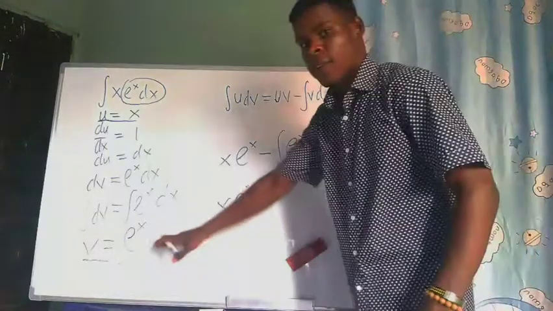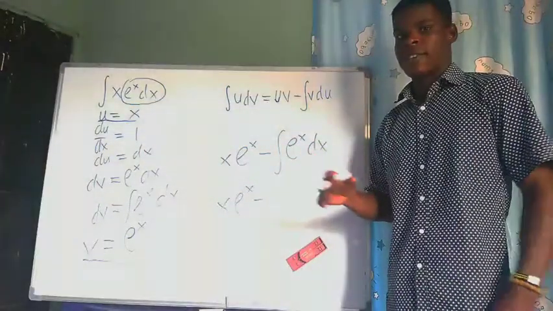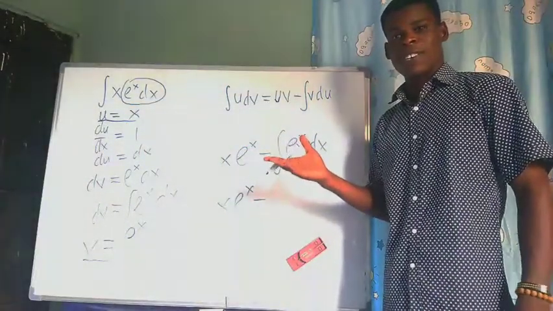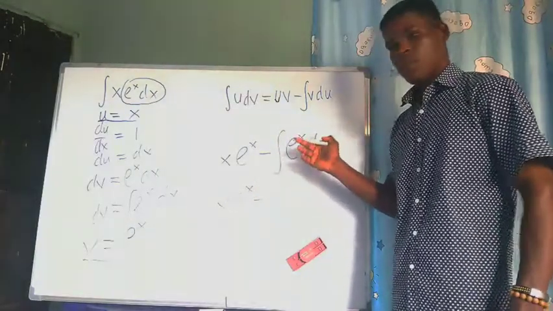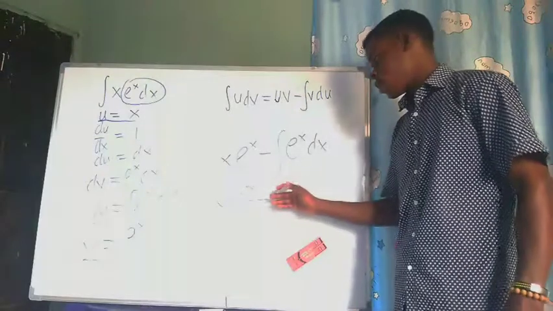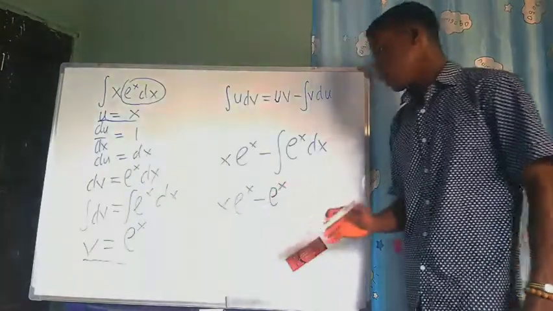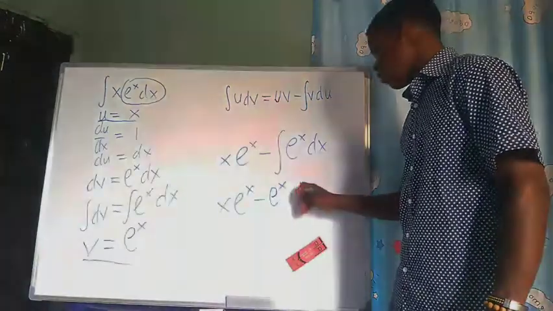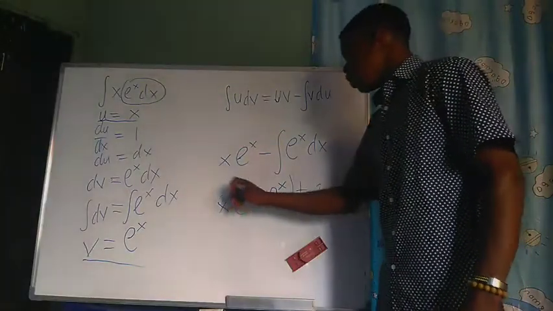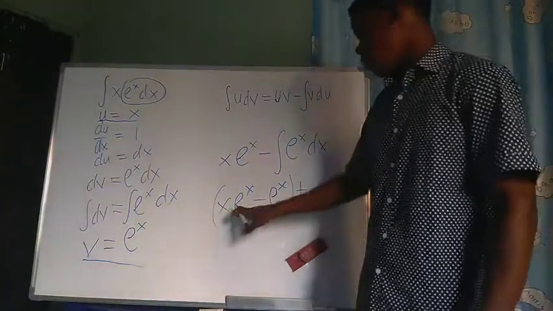e to the x, the only function where the derivative and the integration are equal. Well, it may not be the only function, but it is one of those functions if there are more than 1. So we have the integral of e to the x, just e to the x. And because we are integrating an indefinite integral, we just have to add a plus c, alright?